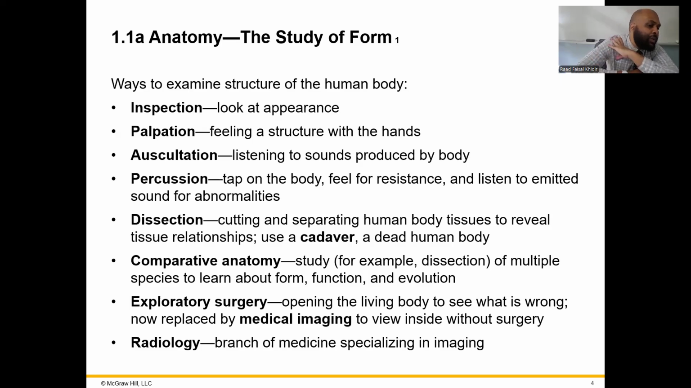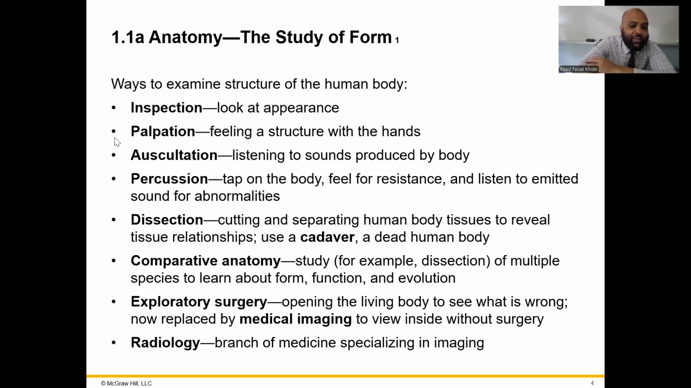Do we hear lub, dub? These are the normal sounds of the heart valves. Or do we hear lub, drup, lub, drup? So that indicates this is a murmur or something wrong with the heart valves.